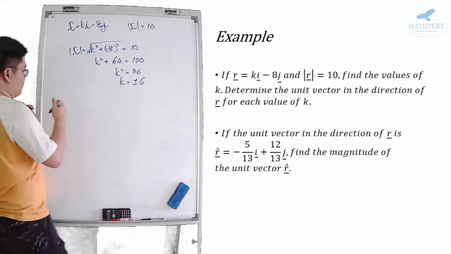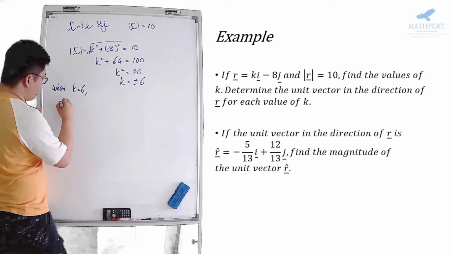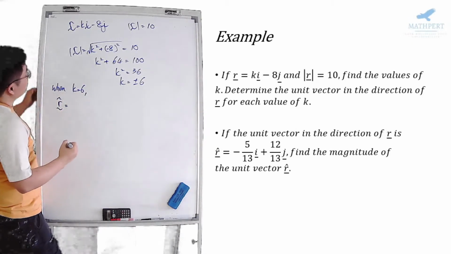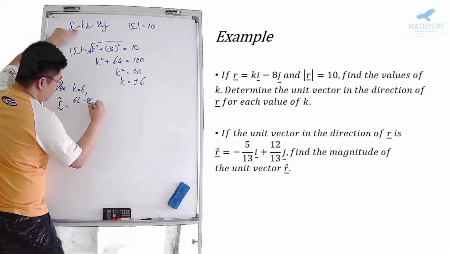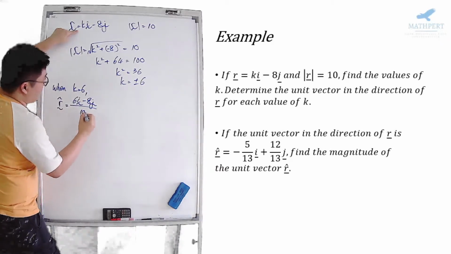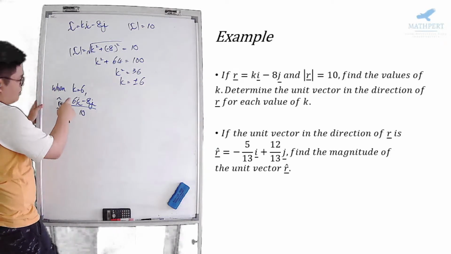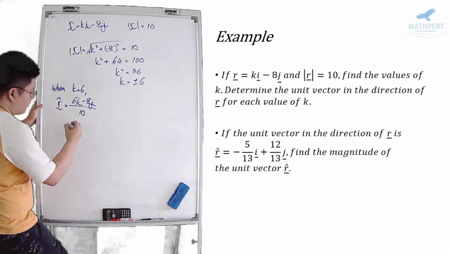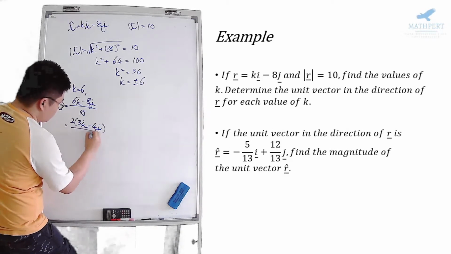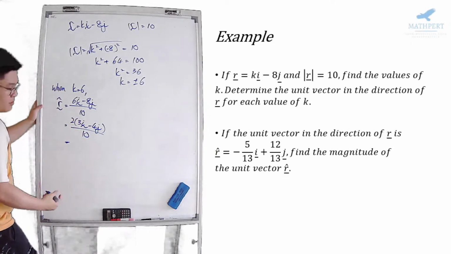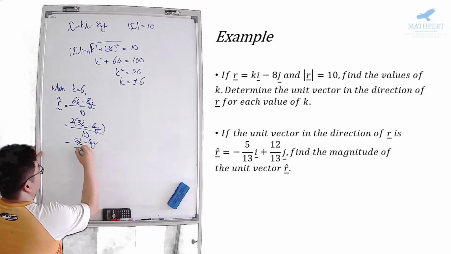Alright, so determine the unit vector in the direction of r. So when k is equal to 6, the unit vector for r will be 6i minus 8j over the magnitude, which is 10, given by the question. So this will be equal to, 6 and 8, you can take out the 2, so 2 times 3i minus 4j over 10. 2 and 10 become 5. So this will be 3i minus 4j over 5.